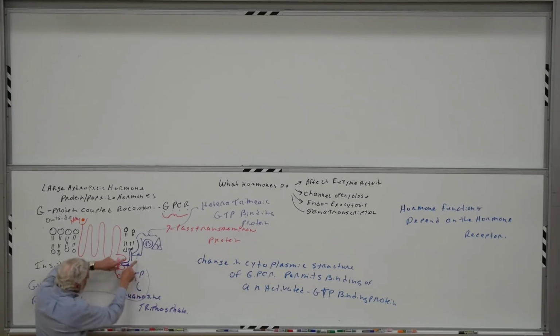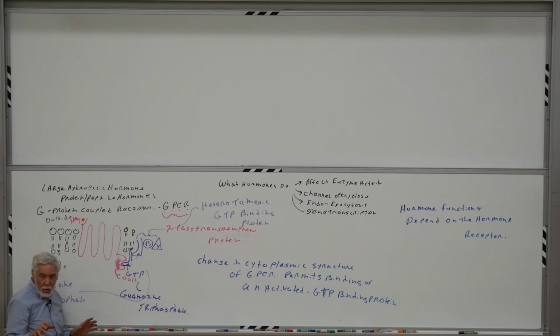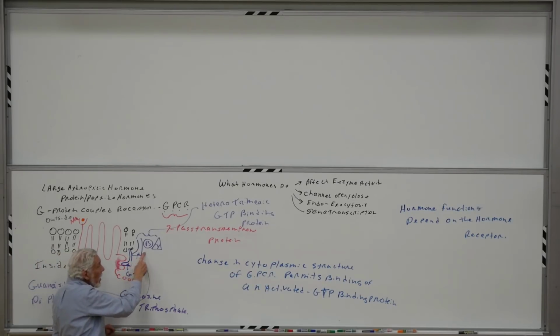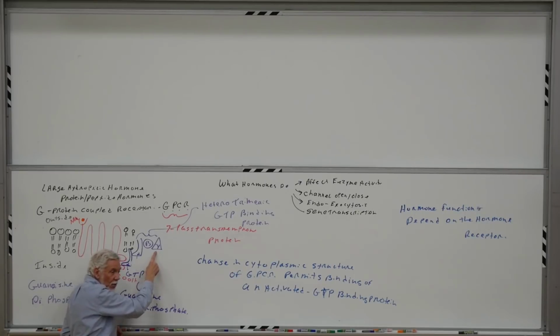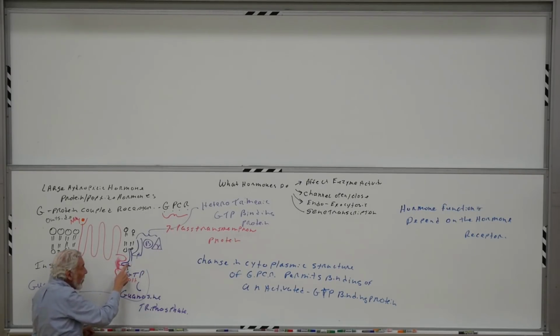Now remember, I said when this was alpha, beta, gamma, everybody was all together. This had GDP, this wasn't active. Now, everything changes at this point. When this alpha subunit exchanges its GDP for a GTP, it tells the beta and gamma to go away. And the alpha subunit with the GTP attached now goes off on its own.